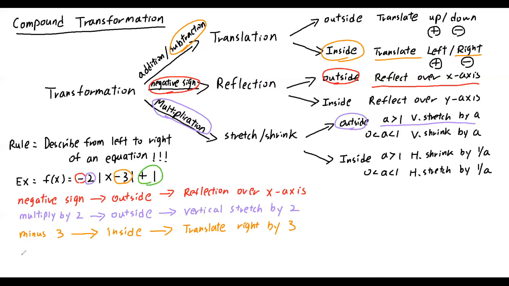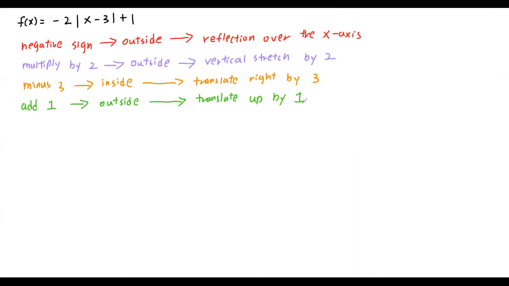And lastly, we have +1 on the outside. Following the flowchart, addition outside +1 means translate up by 1. So now we have successfully described all the transformations for the function given. We are going to apply those transformations to the parent graph to help us graph this function.